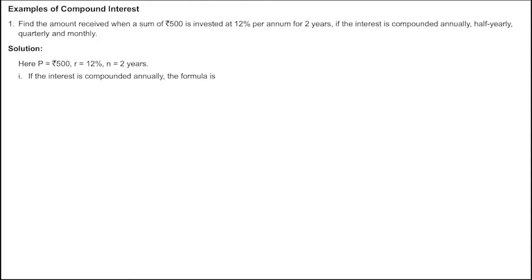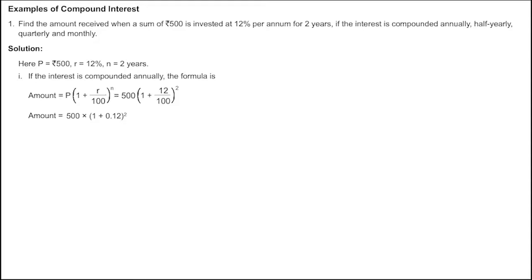And what is the formula that we use? Amount is equal to P into (1 plus R upon 100) whole raised to n. So when we substitute all the values in this formula, we get amount is equal to 500 bracket (1 plus 12 upon 100) whole raised to the power 2, which is equivalent to rupees 500 into (1 plus 0.12) raised to the power 2. Why? Because we know that 12 upon 100 is nothing but 0.12.